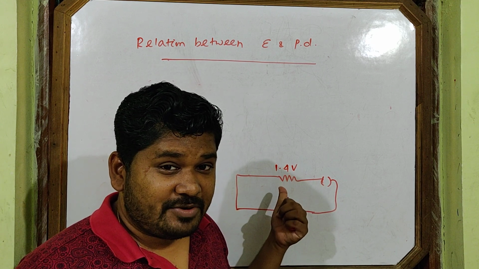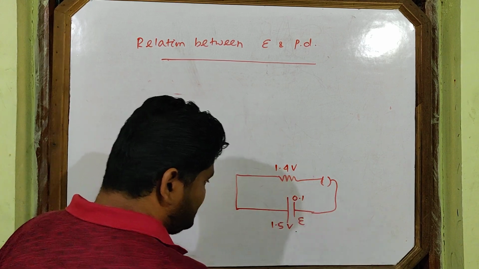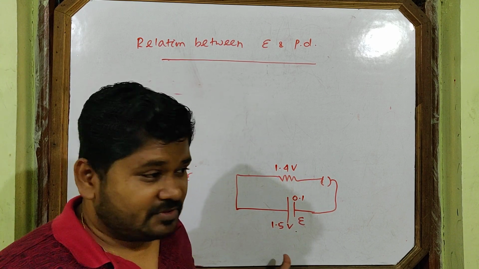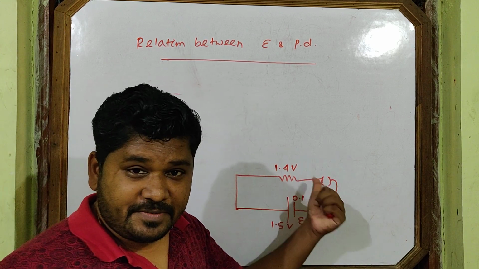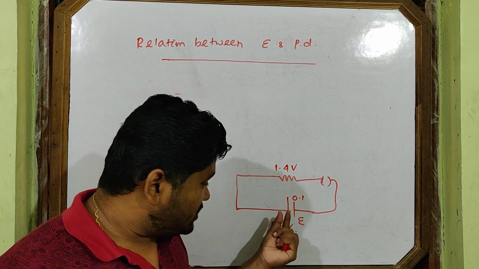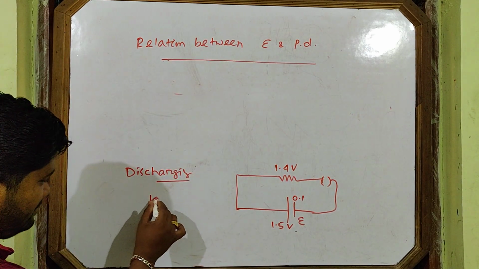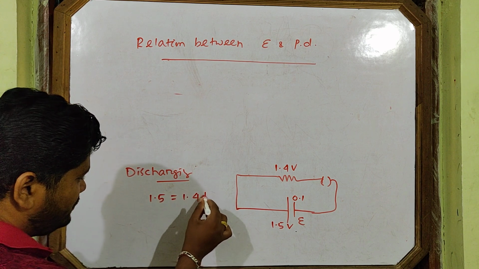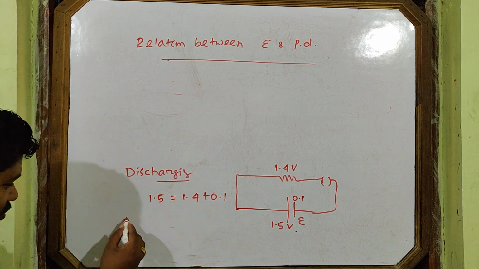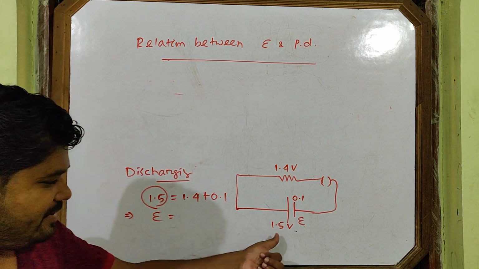How much voltage is lost? 0.1. That 0.1 drops across here due to the internal resistance inside the cell. This was the situation I discussed in the previous video. So the EMF is 1.5, but we are getting 1.4. A loss of 0.1 happens. So we got the relation now. You see, 1.5 equals 1.4 plus 0.1. The mathematics is correct. So, what is this 1.5? This is the EMF.